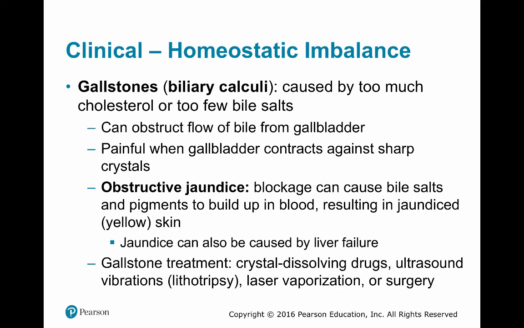Obstructive jaundice is also an issue that can happen, and this is a blockage that causes bile salts and pigments to build up in the blood, resulting in jaundice, or yellow skin. Jaundice can also be caused by liver failure. And basically, gallstone treatment is taking either crystal-dissolving drugs, ultrasound vibrations that can allow movement, laser vaporization, or surgery.